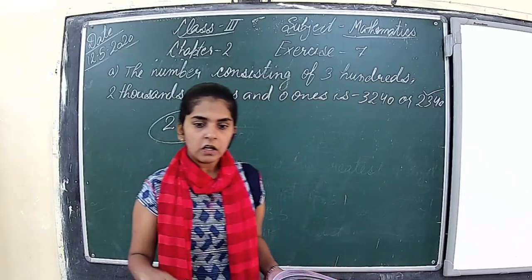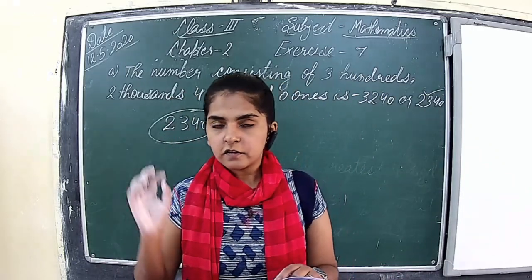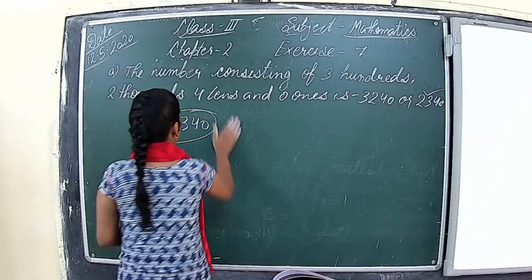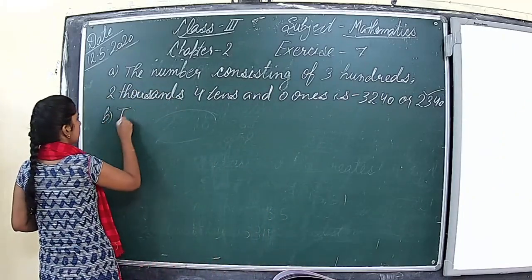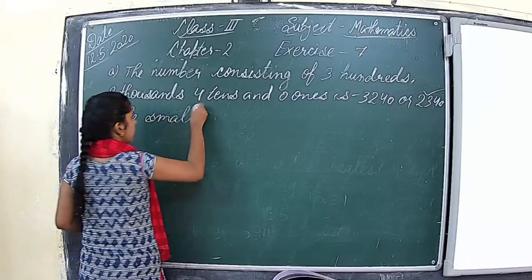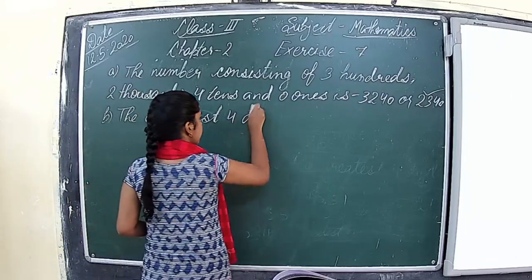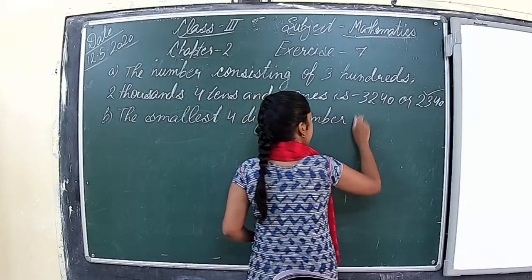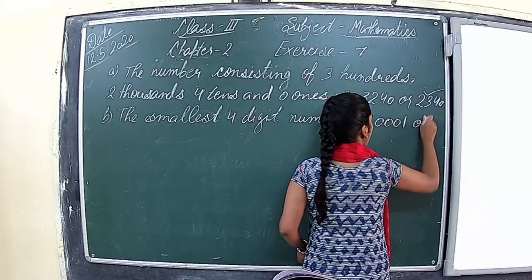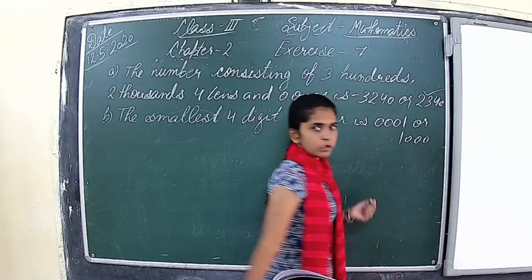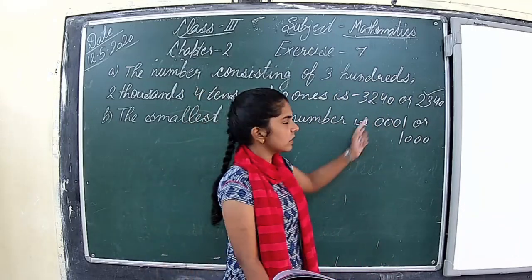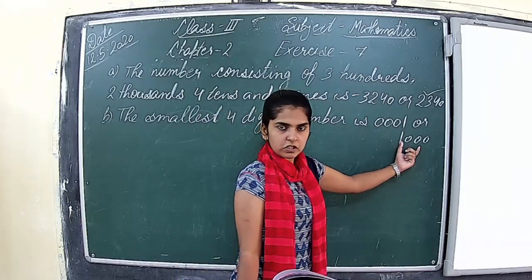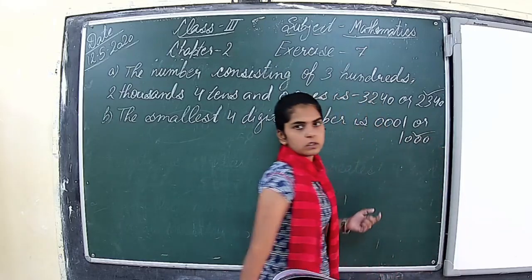Next part, the second one is: the smallest 4-digit number is 0001 or 1000. I told you we cannot start a number with 0. It means this is meaningless. It is equal to 1, right? So the next option is correct. The smallest 4-digit number is 1000, right?